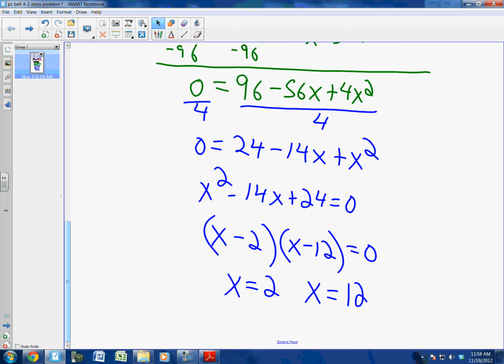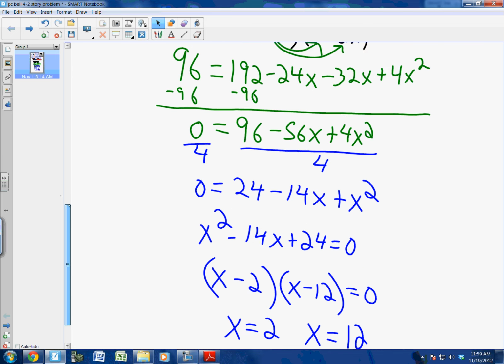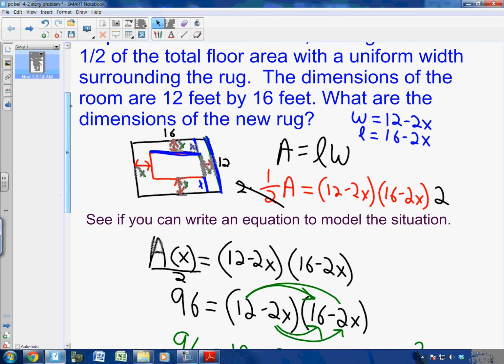Now, one of these answers will work and one of them won't work. Anybody tell me which one will work and which one won't work and why? Why? Think back to the story problem, guys. What was that, Sadie? Isn't the one side 12? What does that have to do with it? Let's look at it. You guys see a problem there?